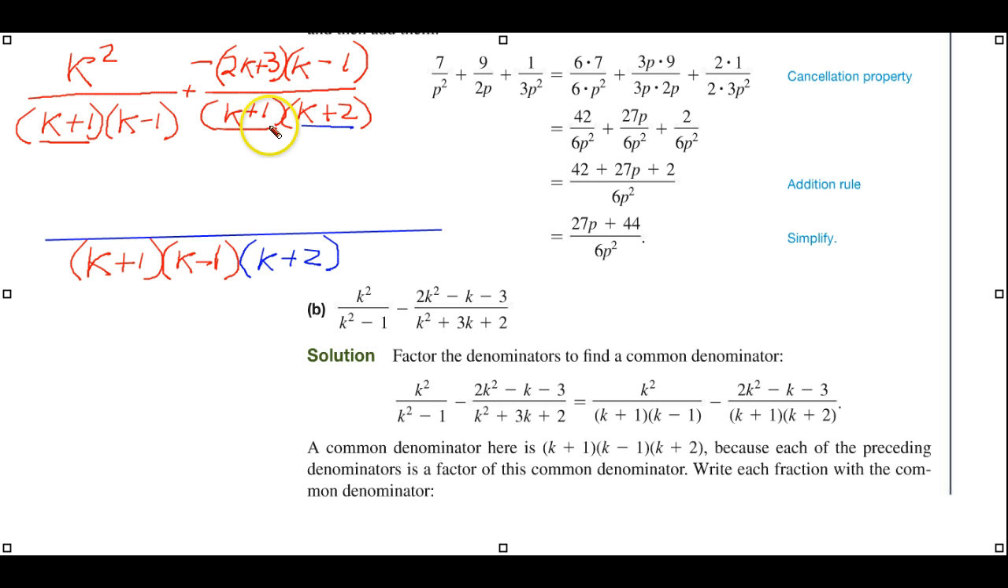So, what do I need to do? Well, I need to make this denominator the same as this. So I didn't leave enough room here, but I need to add a k plus 2 there on that side. So I have to multiply this by k plus 2. K plus 2 over k plus 2 is 1. But now we've made this an equivalent fraction. And you might say, what is missing here? Well, I have a k plus 1, k plus 2. I'm missing a k minus 1 here.